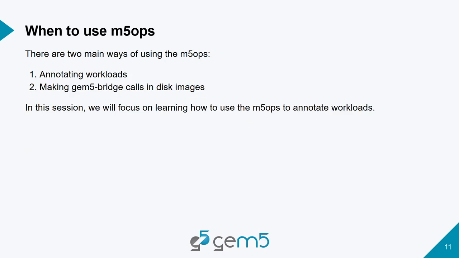So when should we use M5 op? There are two main ways of using it. One is using it to annotate our workload. The other is making gem5 bridge calls in the disk image. In this section, we will focus on learning how to use the M5 op to annotate workloads. And stop me if you have any questions.